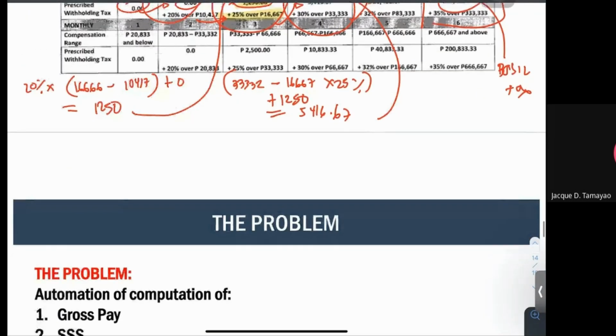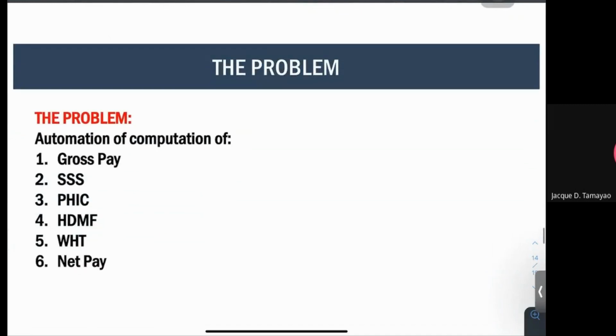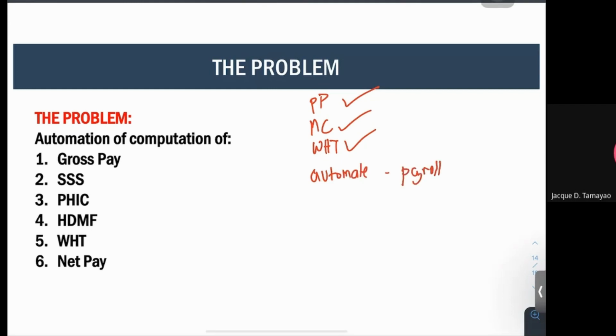Now, we're done with the three items. We're done knowing our mandatory contributions. We're done with your withholding tax. We're done with your different premium pay. Now, what is our problem? We are now ready to automate payroll through Excel. So how do we automate payroll through Excel?